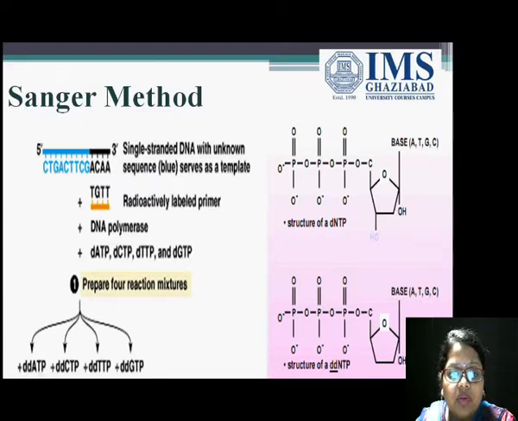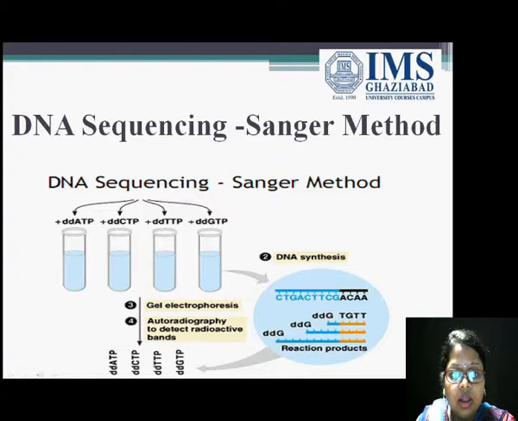So, coming to the technique, we have the single stranded DNA, the radioactively labeled primer, the enzyme, and the dNTPs, and this is how we prepare the four reaction mixes. In the first, we have ddATP, then ddCTP, ddTTP, and in the next we have ddGTP. This is how the reactions go in the tubes.